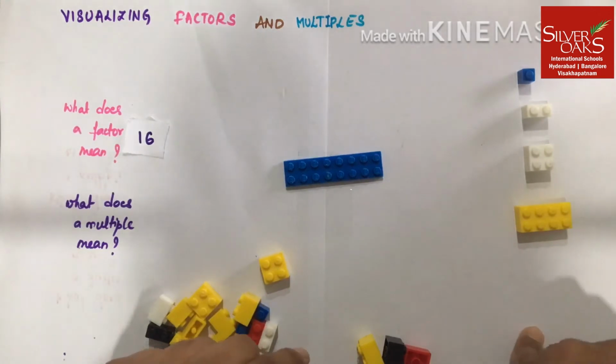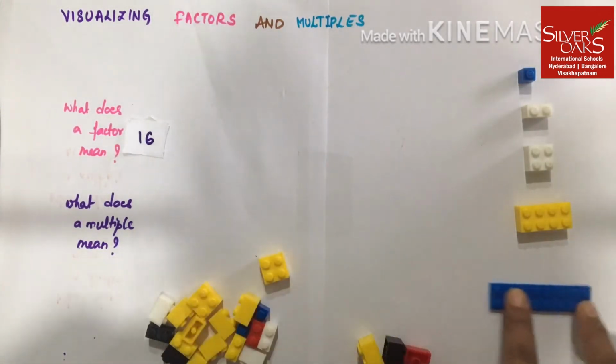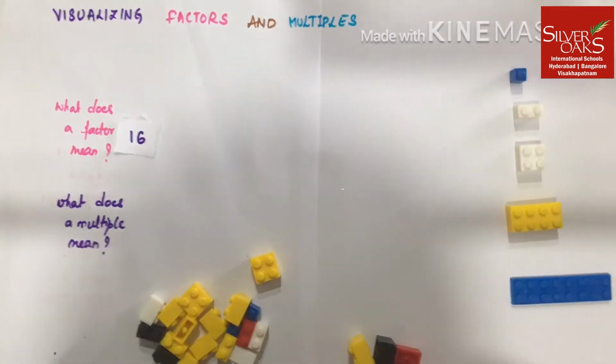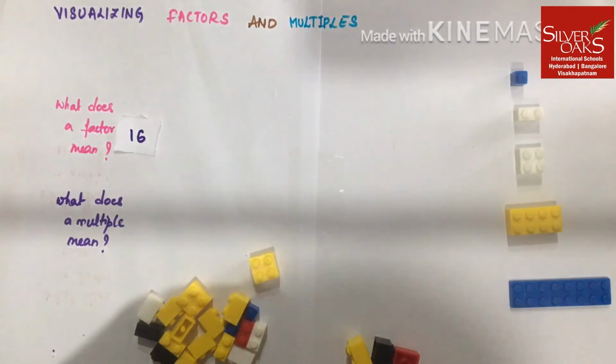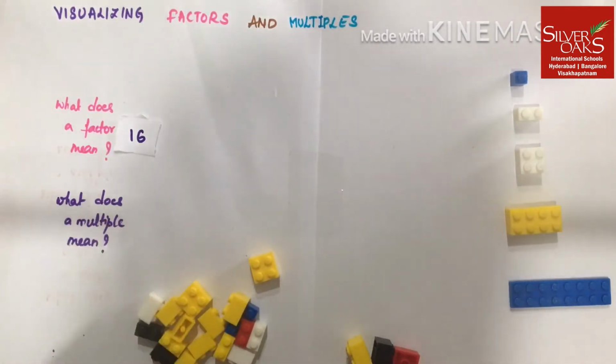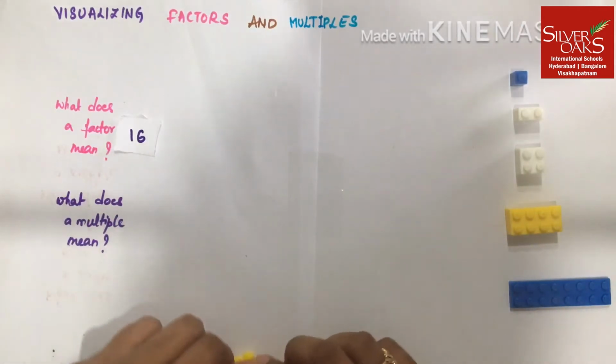So by default, 1 and the number itself, your 16, are the factors of your 16. 1 and the number itself are the factors of every number. What other factors do you have? You can try using your Legos.